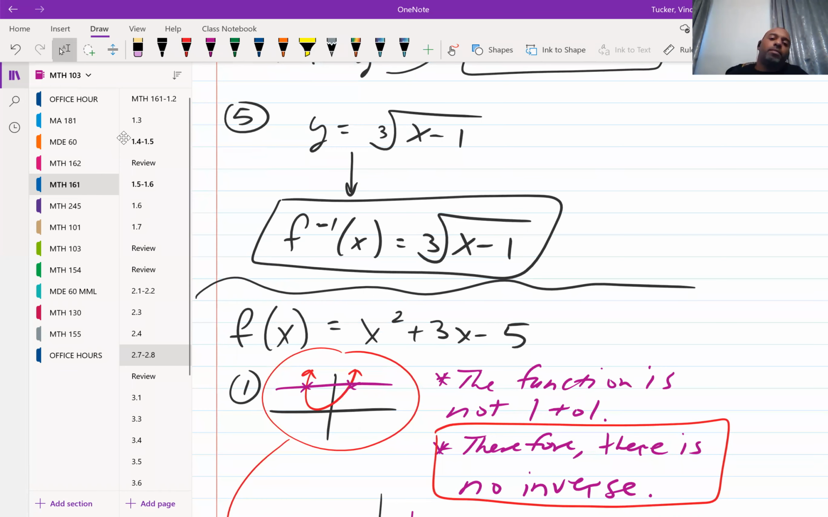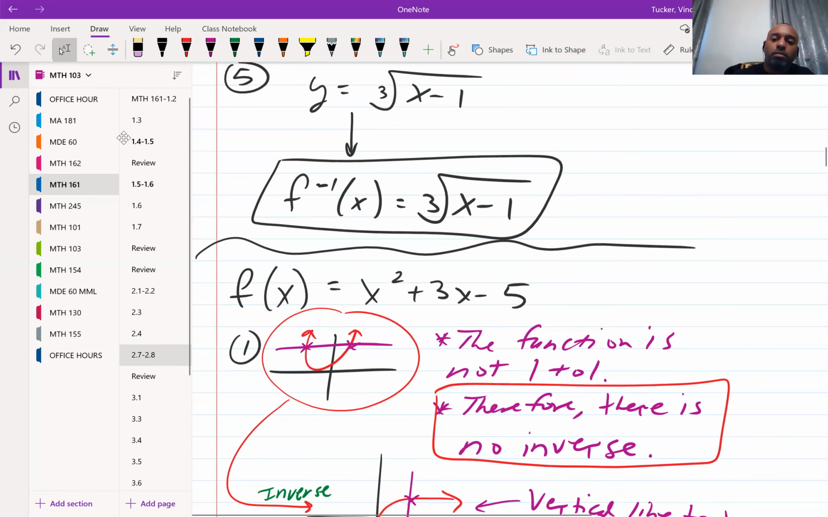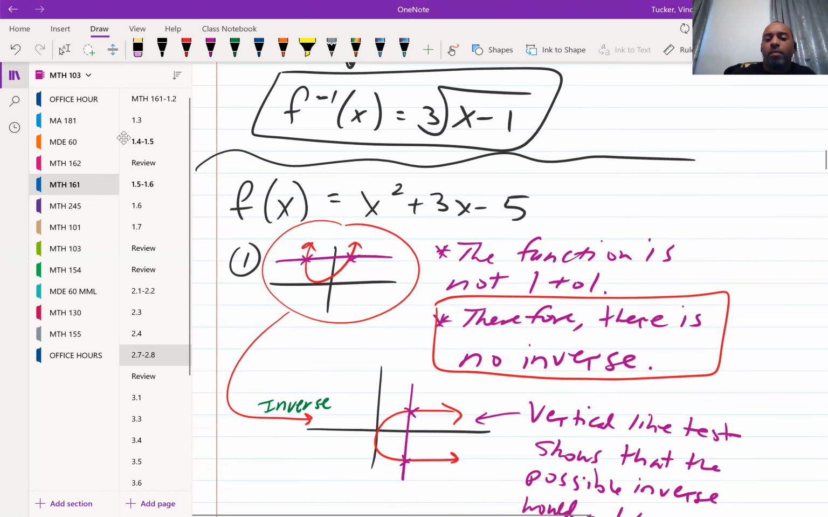All right, the next one, x squared plus 3x minus 5 is our function. If we were to graph that, we would have a parabola. And if we do the horizontal line test, the function is not one-to-one. So there's no inverse, and that would be your answer there. There is no inverse. Now, the reason being, and just show it right here.